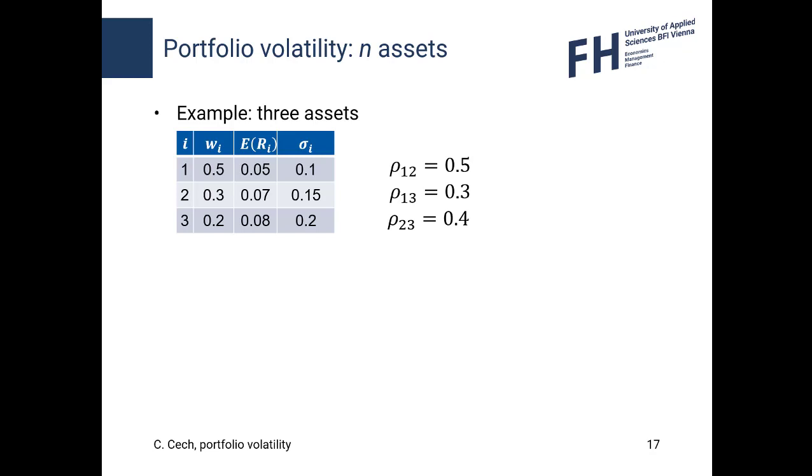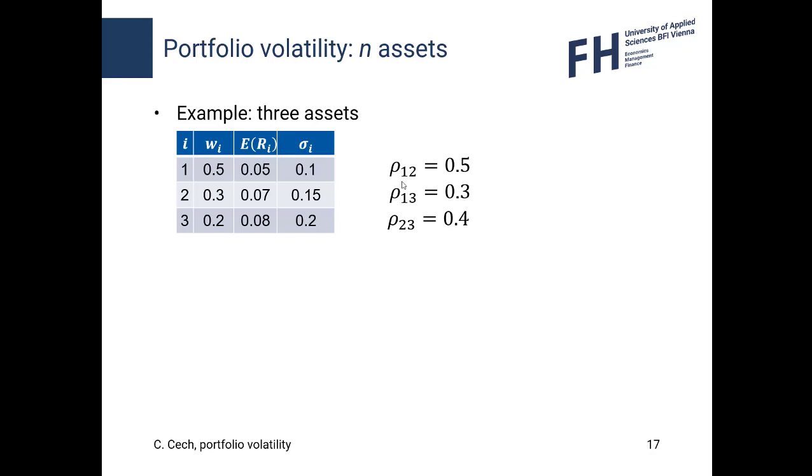In this example, we have 3 assets. The first 2 assets we know already from the previous example, asset 1 and asset 2, and now we add a third asset, asset 3. Asset 3 has an expected return that is higher than those of asset 1 and asset 2, but asset 3 is also more risky with a volatility of 20%.